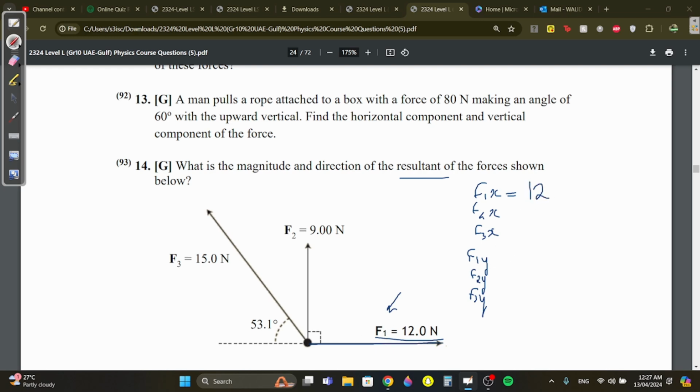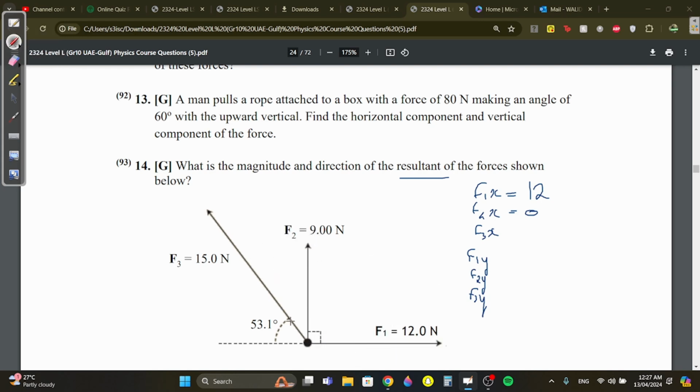Since it's directly to the right, it's 12. If you want to prove it and act like a smartass, the angle is 0, so you do 12 times cosine 0 since it's Fx, which is 12. But it's obvious, it's 12. F2x, again, it's obvious, it's 0 since it's on the y-axis. If you want to prove it, you can do 9 cosine 90, because it's always cosine for Fx, and you're going to get 0. Again, it's obvious it's 0 because it's on the y-axis. There's no x, it's on the y-axis.